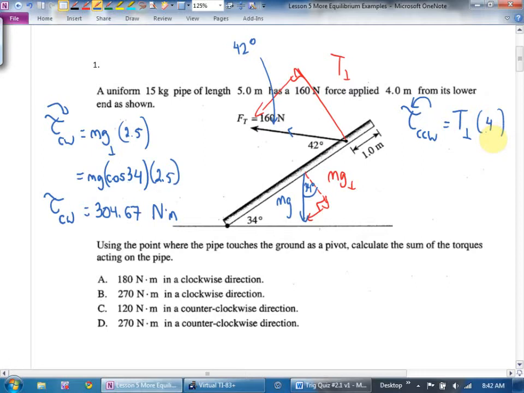How are tension perpendicular and F related? And I think you've noticed that most of the time, not always, but most of the time, for tension, which trig function has it been? Usually. So this one ends up being tension sine of 42 times 4.